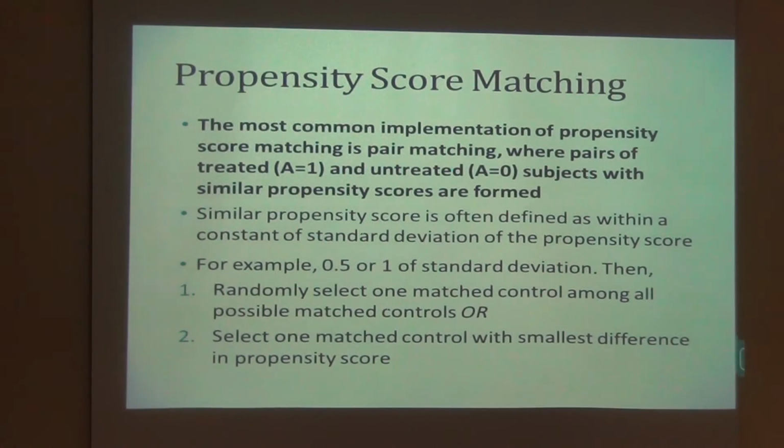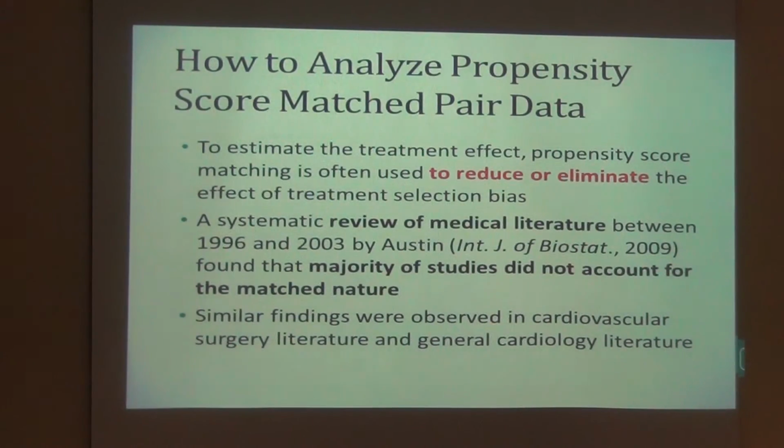But if you're using this caliper, there will still be a lot of possible controls. So what you do, commonly, one way is to randomly select one matched control among all possible matched controls. Or the other way is to just select the one with the smallest difference in propensity score. They are closer. Okay? So these are the two common ways to match them. And how to analyze the propensity score matched pair data.